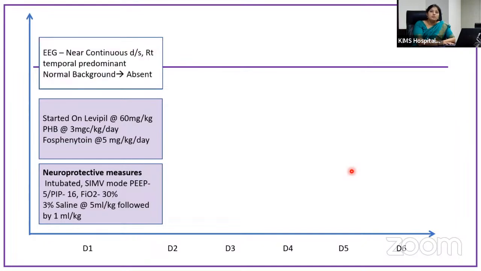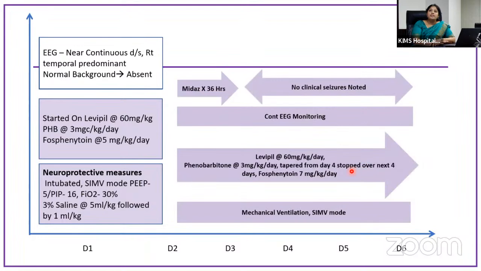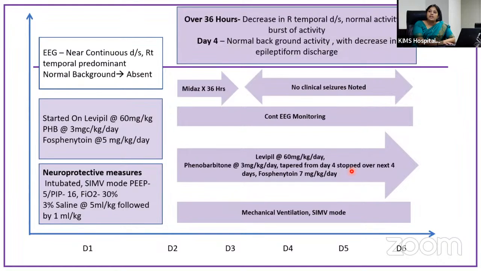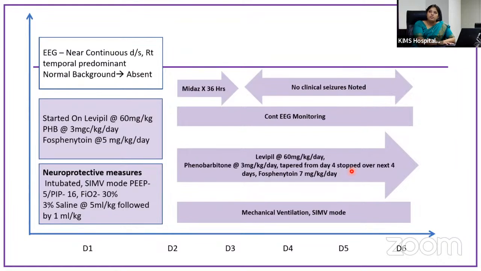The EEG was done, which showed near continuous discharges, which were right temporal predominant, and normal background was absent. So considering that we have a child with status and the EEG showing continuous discharges, the child was started on midazolam infusion, which was continued for 36 hours. Initially, on the basis of EEG monitoring, the midazolam was tapered. The child was put on continuous EEG monitoring, and the child at this point of time was on levetiracetam, phenobarbital and phosphenytoin. The child continued to be on mechanical ventilation.